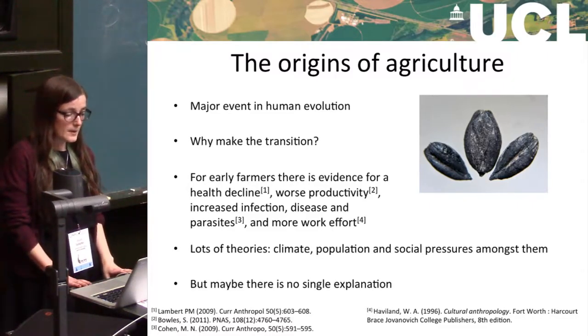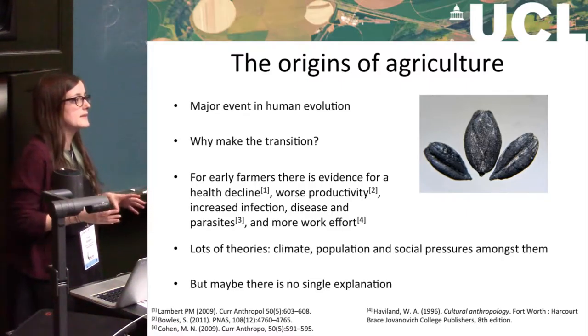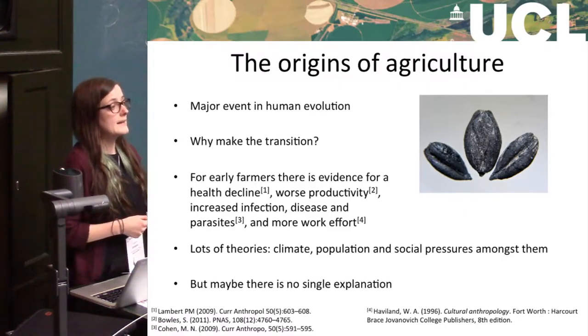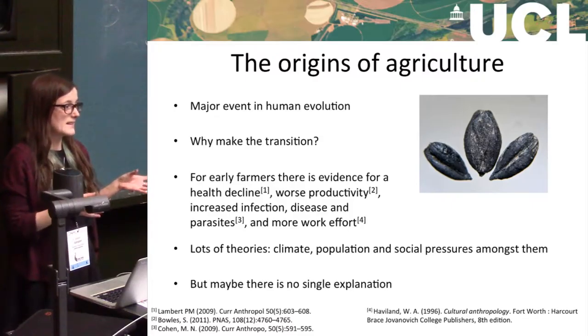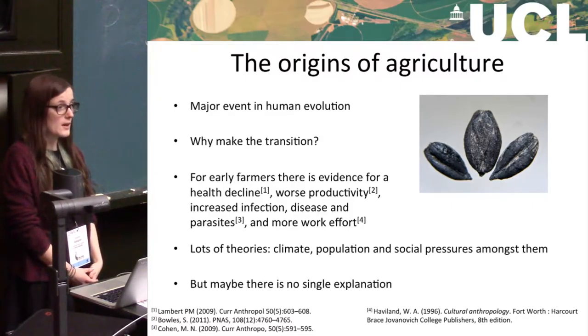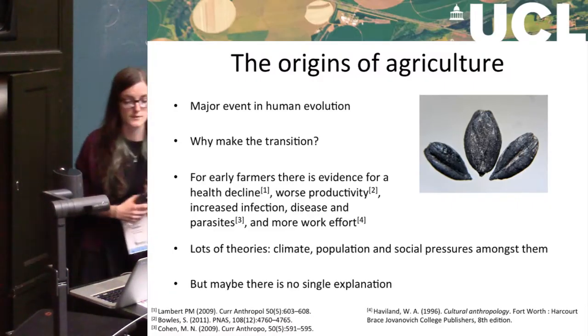But there's lots of theories. Amongst them are climate, population, and social pressures. But perhaps it's a mixture of these theories, and there's no single explanation. And this is where computational modeling can come in handy, because we're dealing with lots of factors, and it's quite a complex issue. So it turns out there's quite a lot of agent-based models, or just computational models, for the origins of agriculture.